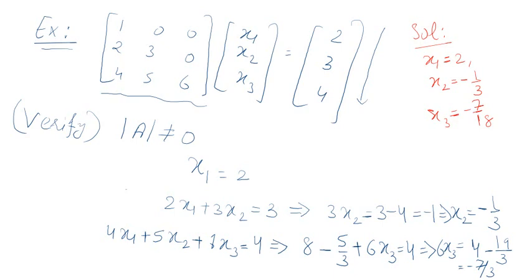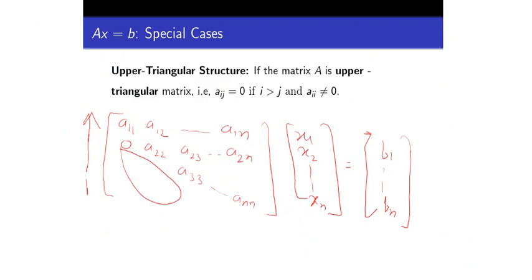So what we have used: we started from the first equation, and then solve the second and then the third. So this is called the forward substitution method. Okay. Similarly for the upper triangular matrix structure.